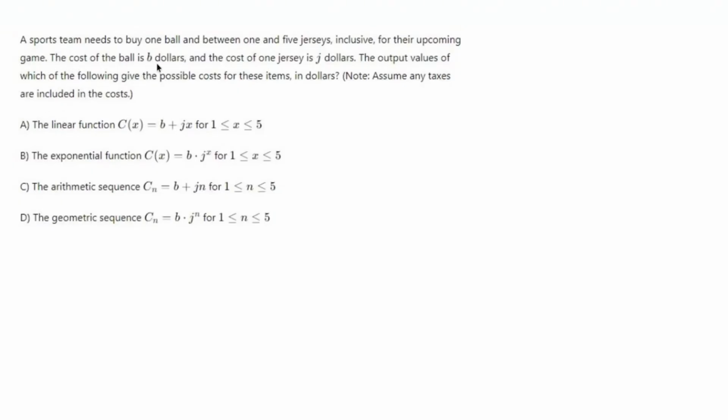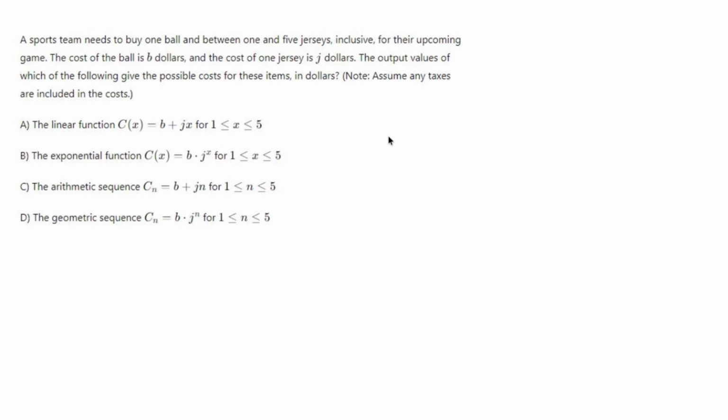A sports team needs to buy one ball and between 1 and 5 jerseys, inclusive, for their upcoming game. The cost of the ball is $B, and the cost of one jersey is $J. So the output values of which of the following give the possible cost for these items in dollars? Note, assume any taxes are included in the cost.